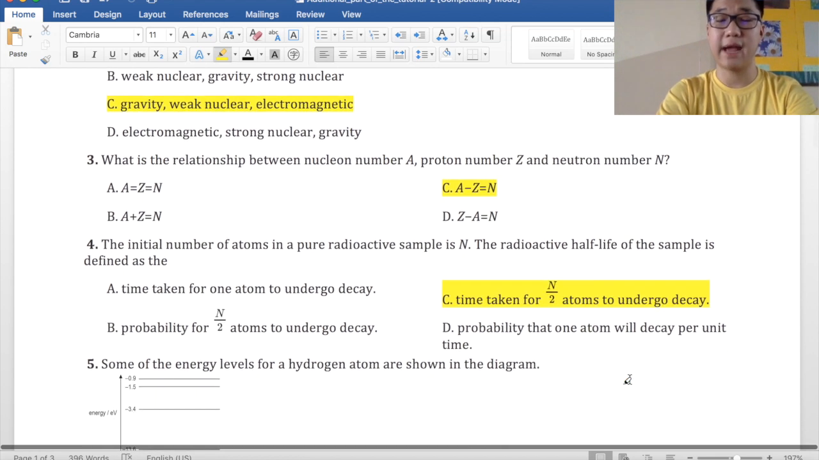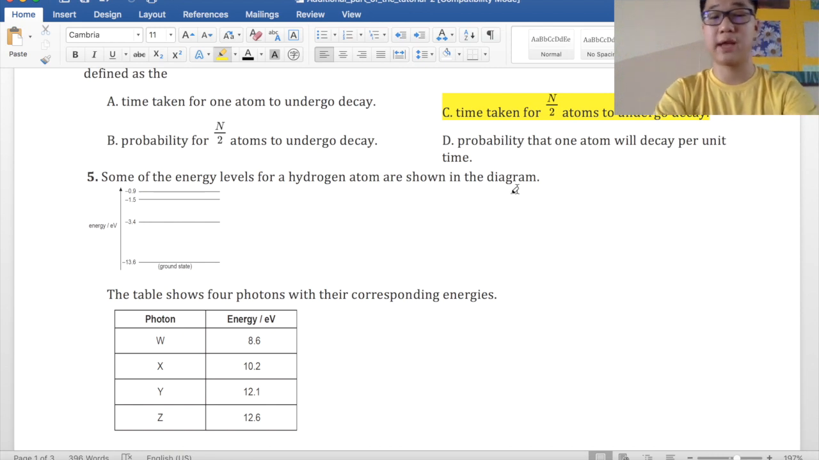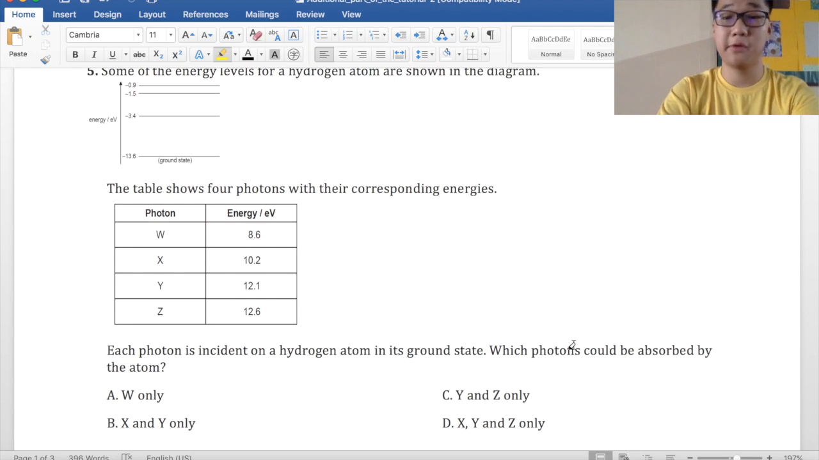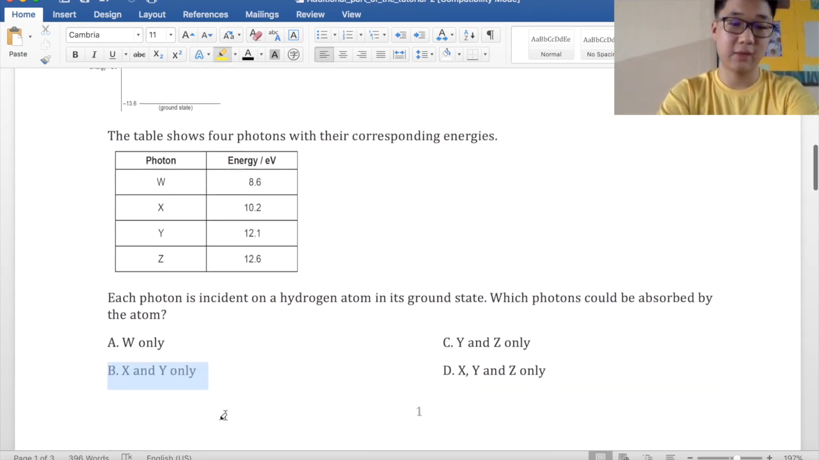Okay, let's now go to number 5. Some of the energy levels for a hydrogen atom are shown in the diagram. So here you can see negative 0.9, negative 1.5, negative 3.4, and negative 13.6. A table shows 4 photons with their corresponding energies. So 8.6, 10.2, 12.1, and 12.6. So the question is, for an atom in its ground state, which photons could be absorbed by the atom? For number 5, the answer here is B, X and Y.